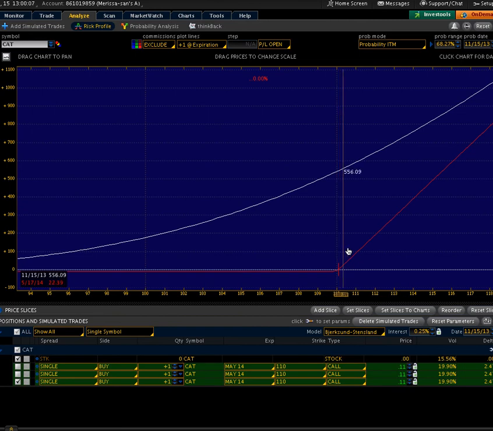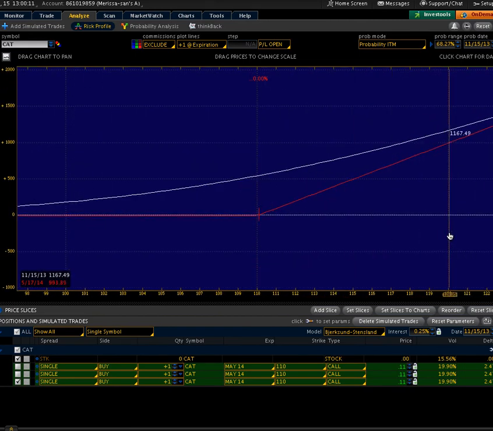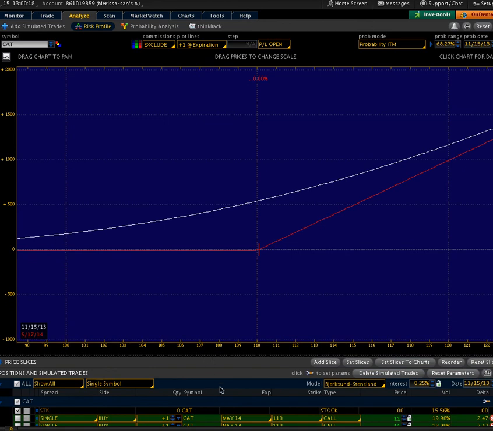And in certain instances, like in this trade, the upside is potentially unlimited. And again, your downside is really limited, really tight. So this is how I am trading Caterpillar.